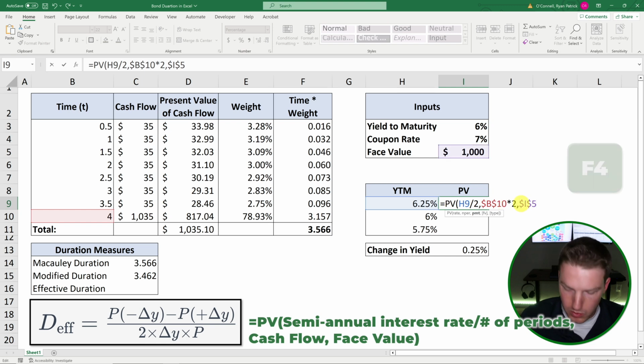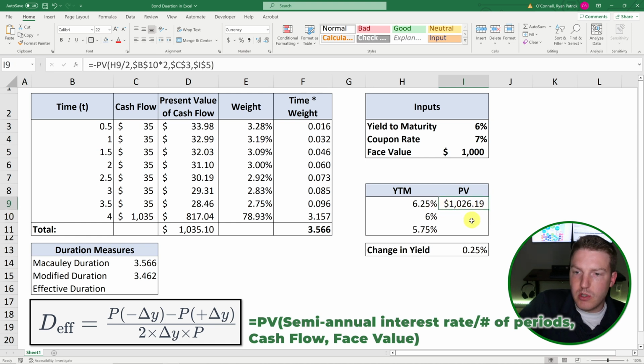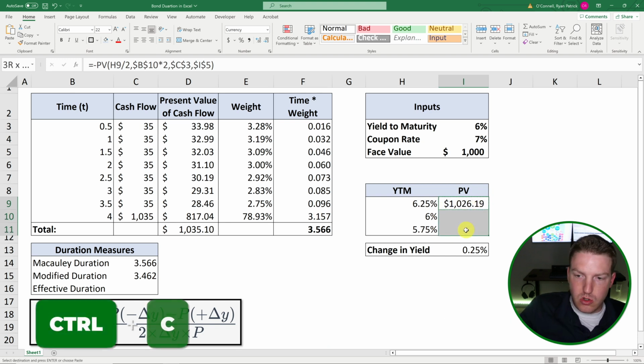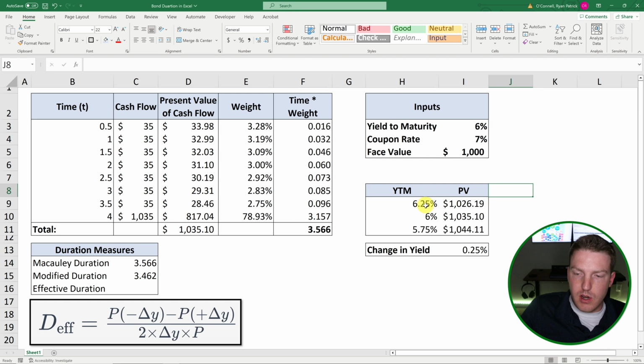Oh, sorry, I skipped one thing, which was the payments. So let's add payments, which is just going to be equal to the $35 over here. Hit F4. And let's close that. And we actually have to put a negative symbol right here so that it doesn't come out as negative. And we find that the present value when the interest rate is actually 6.25% is this value here. Now we can just hit Control C and paste the formula. And that gives us our present value under each of these different conditions.